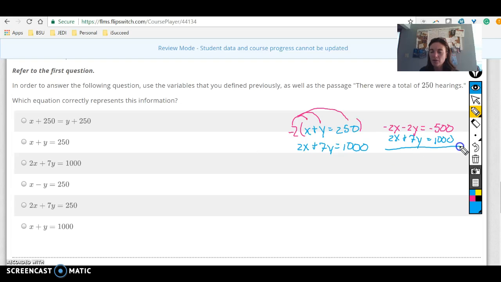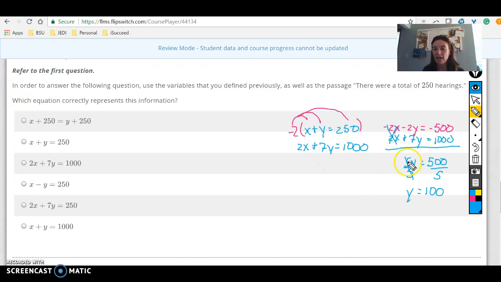Okay. When I add these together, my x terms go away, and I'm left with -2y plus 7y is a positive 5y equals 1,000 minus 500 is 500. So divide both sides by 5. That cancels out, and y equals 100. That was a pretty easy answer to get.